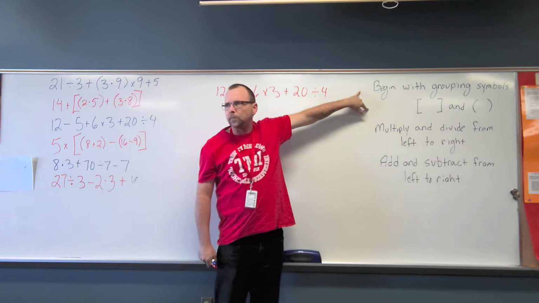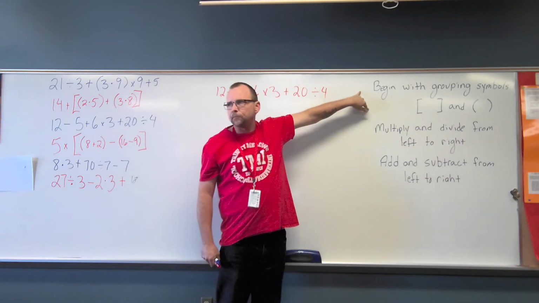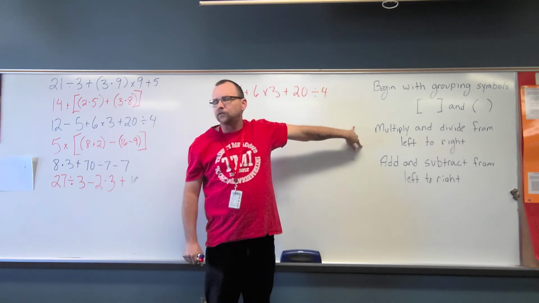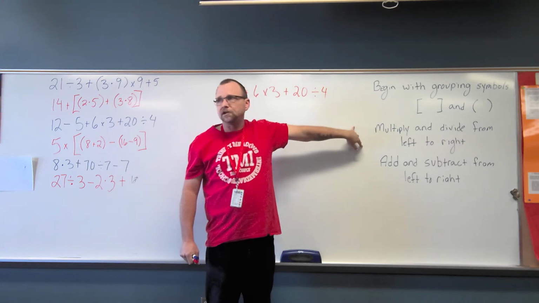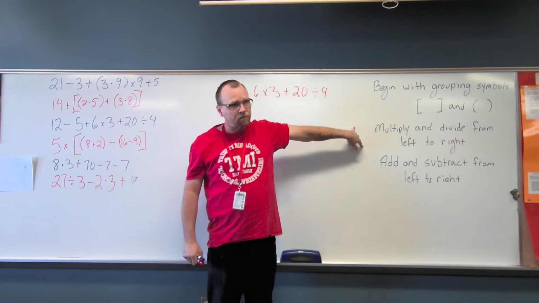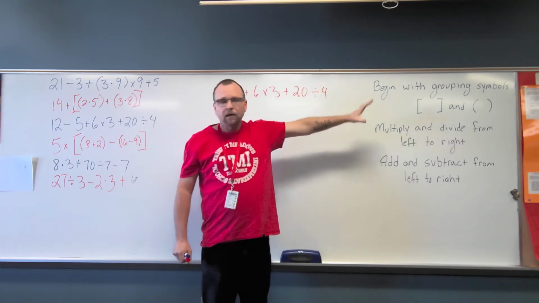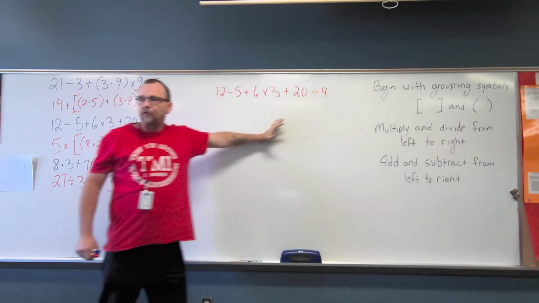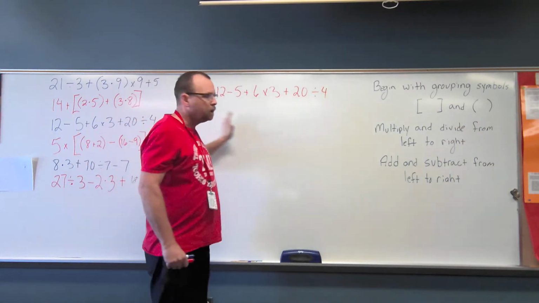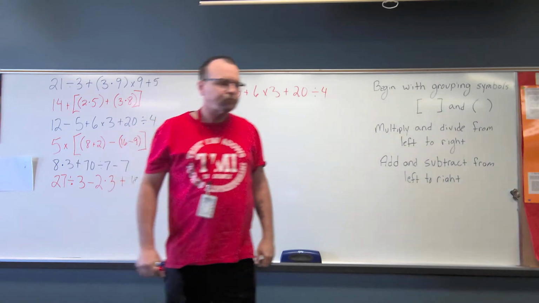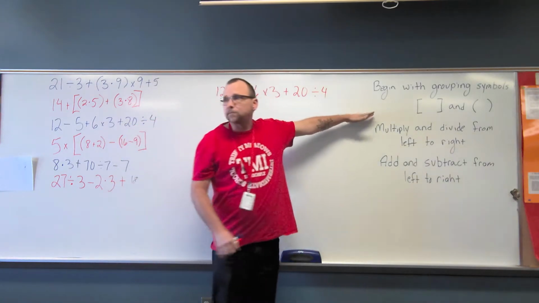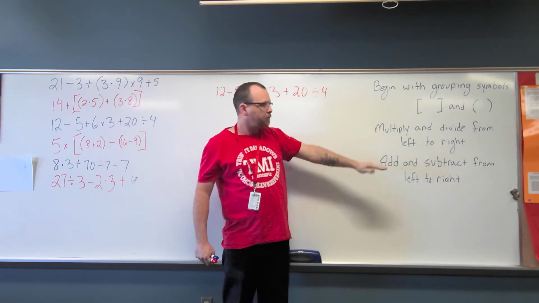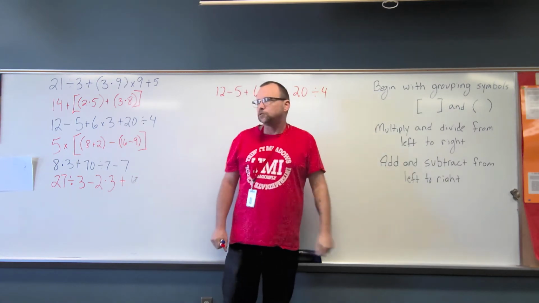We begin with our grouping symbols, brackets and parentheses. Then we multiply and divide from left to right. That means if division is first, we divide first. That's one step. If you're moving across from left to right, if division comes first or multiplication comes first, you do it just like you're reading a book. There are exponents in here, but we don't do that this year, so I'm just passing over that for right now. And then you add and subtract from left to right.